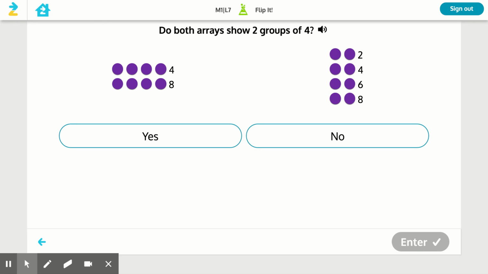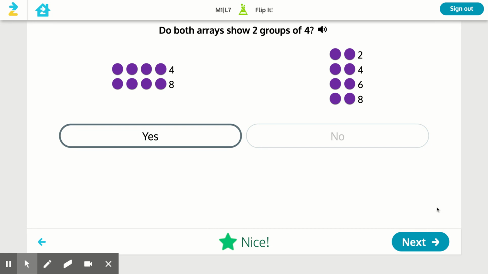Here's your next question. Do both arrays show 2 groups of 4? Answer in your Nearpod at this time. And so while both of the arrays look different, they both show 2 groups of 4. And we're going to talk about why.